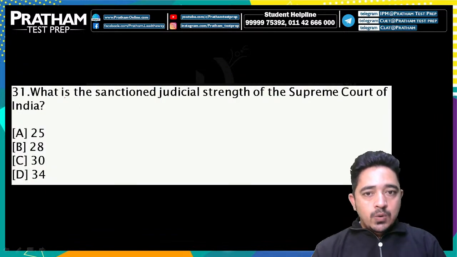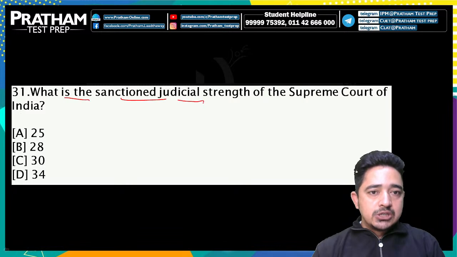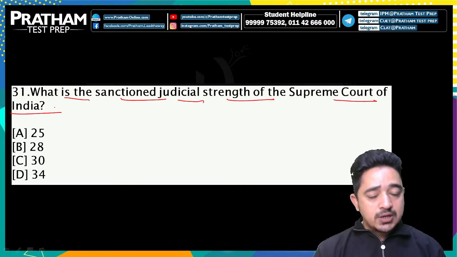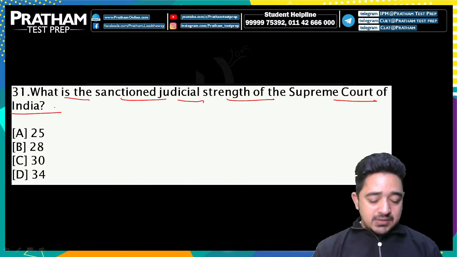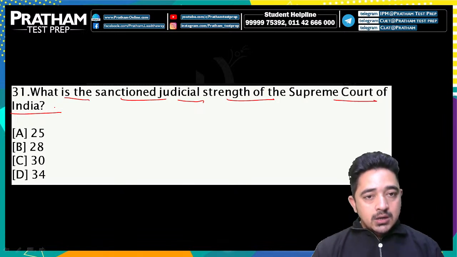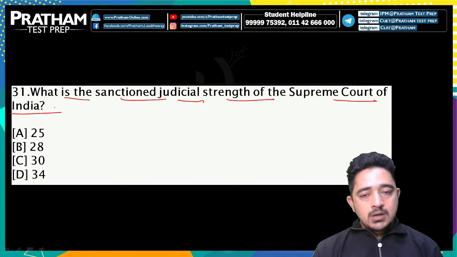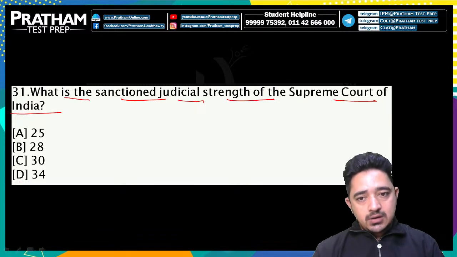Next one. What is the sanctioned judicial strength of the Supreme Court of India? Means, how many judges are there in the Supreme Court of India? Many times we have discussed in newspaper analysis: 25, 28, 30, 34. So including the Chief Justice of India, there are 34 judges in the Supreme Court.